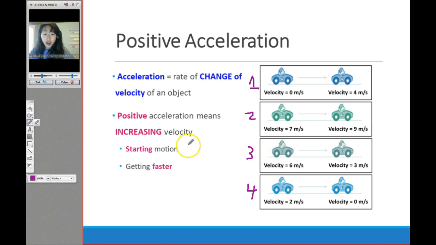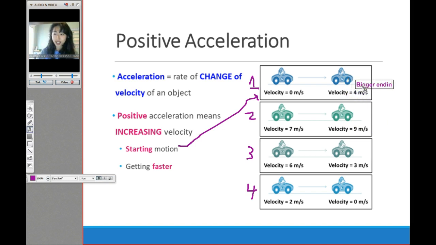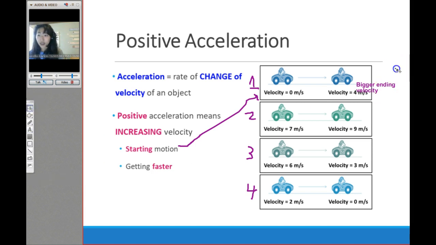So if you start off at rest, like our tennis ball started, it was not moving, and then you start moving, that is positive acceleration because you're starting motion and you're getting faster. So this car is going from 0 to 4 meters per second. It got faster. Smiley faces if that makes sense. We've got a bigger ending velocity. Perfect. Now, same thing with number two.